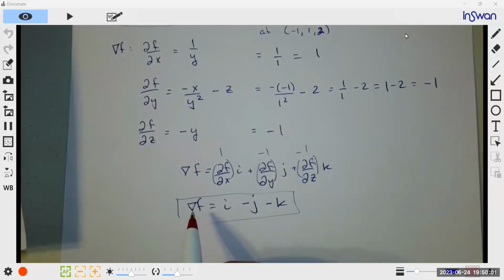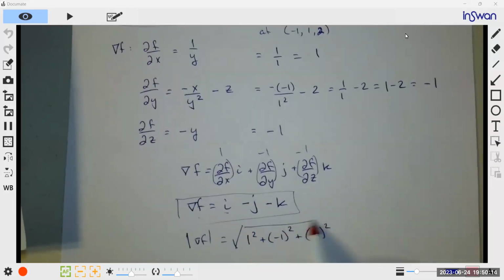Now, I could take the magnitude of that. So it's 1 squared plus negative 1 squared plus negative 1 squared. 1 plus 1 plus 1, which is radical 3.